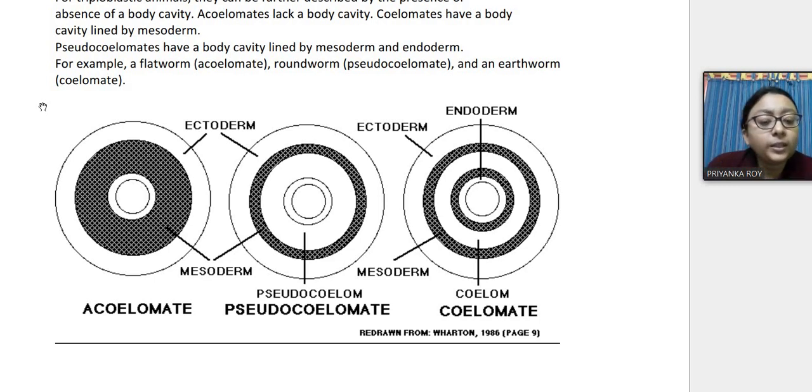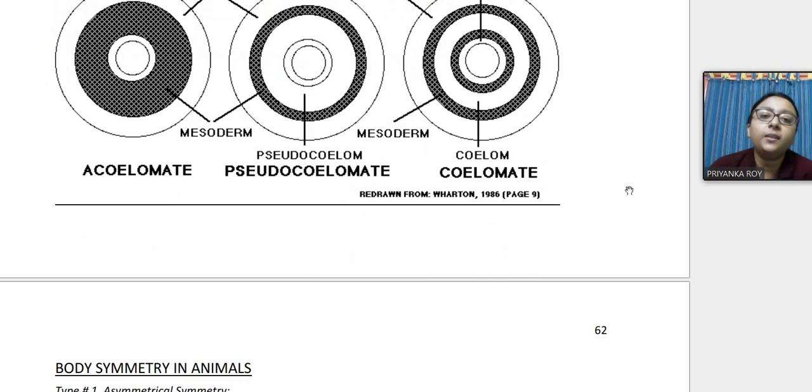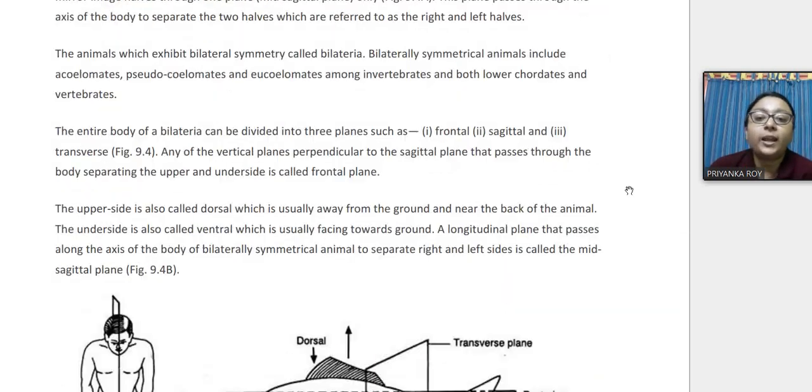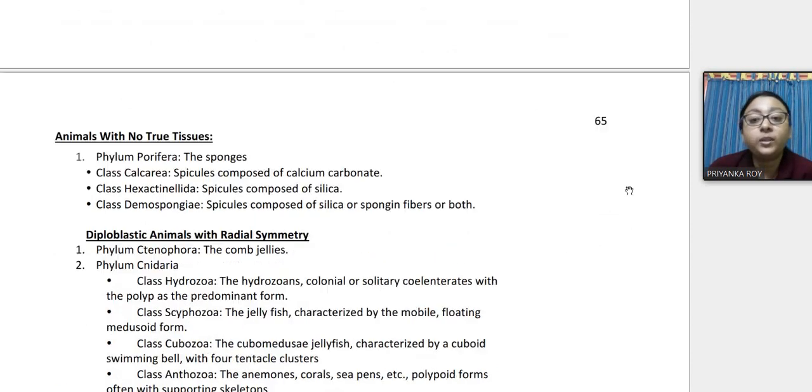So these are the basic terms that are involved, like symmetry, coelom, as well as the mesoderm, and the diploblastic and triploblastic conditions. These are the basic terms that are needed to understand the classification of animals. So first, I will always start with the non-chordates.